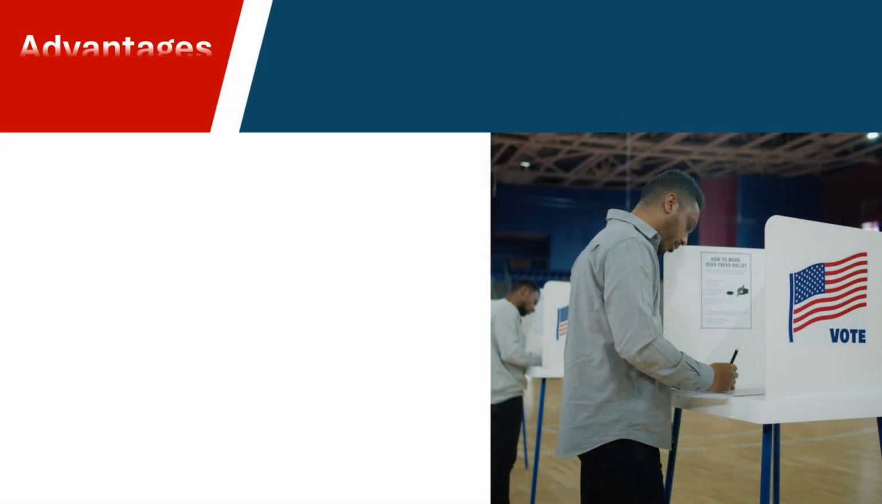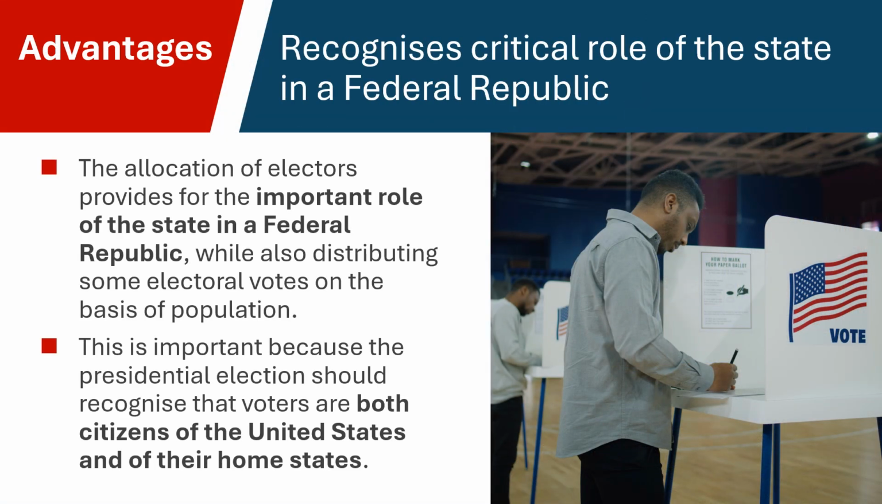Let's start with one of the principal advantages of the Electoral College. It recognizes the critical role of the states in a federal republic. The allocation of electors provides for the important role of the state in a federal republic by granting at least 3 Electoral College votes to each state, while also distributing some electoral votes on the basis of population. This is important because the presidential election should recognize that voters in a federal system of government are citizens of 2 separate sovereign entities, both of the United States and of their home states.